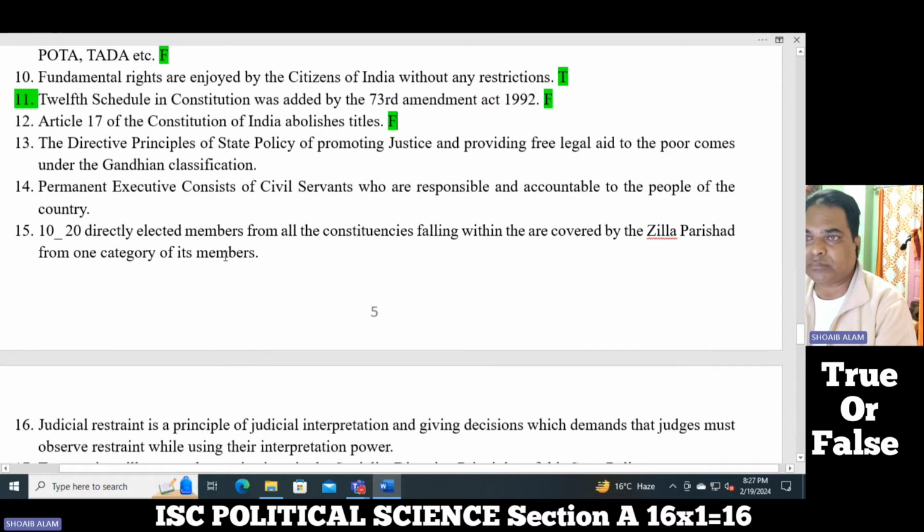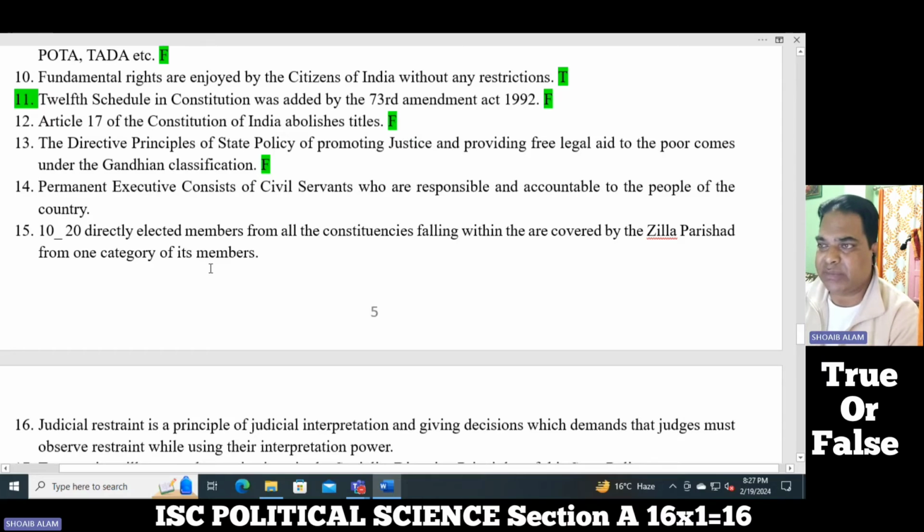The next one, the directive principles of state policy of promoting justice and providing free legal aid to poor comes under the Gandhian principle. So it is also false.